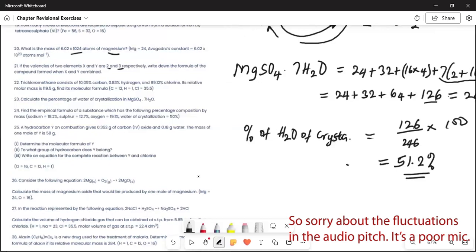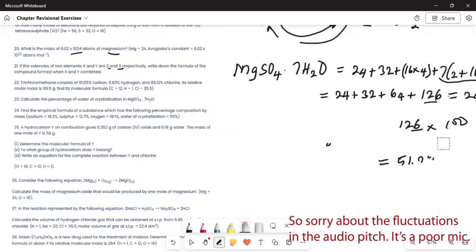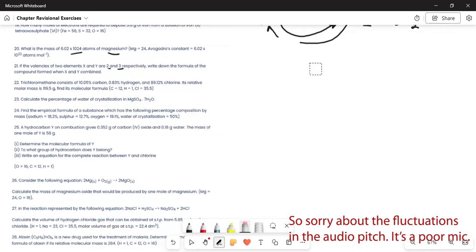Question 24, it says find the empirical formula of a substance which has the following percentage composition by mass. Sodium is 18.2%, oxygen is 19.1%. Okay, to do that, we need to list out the components, elements, or groups.